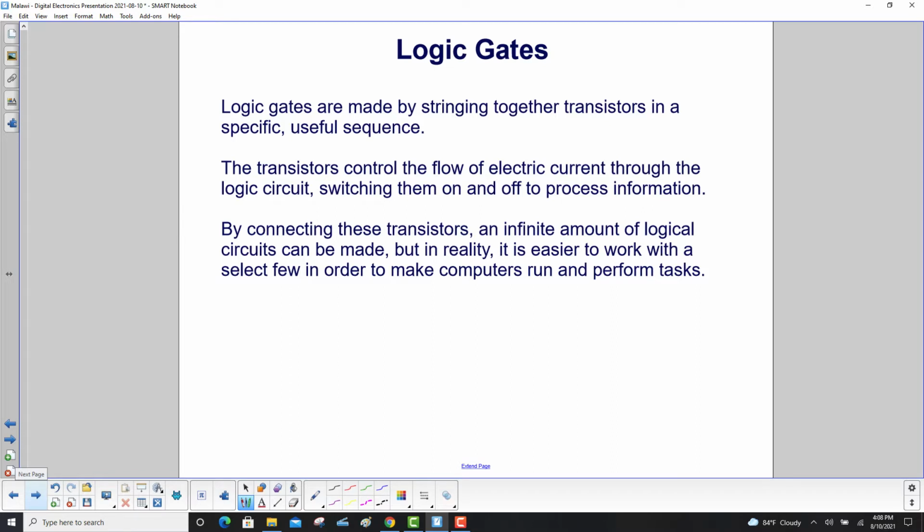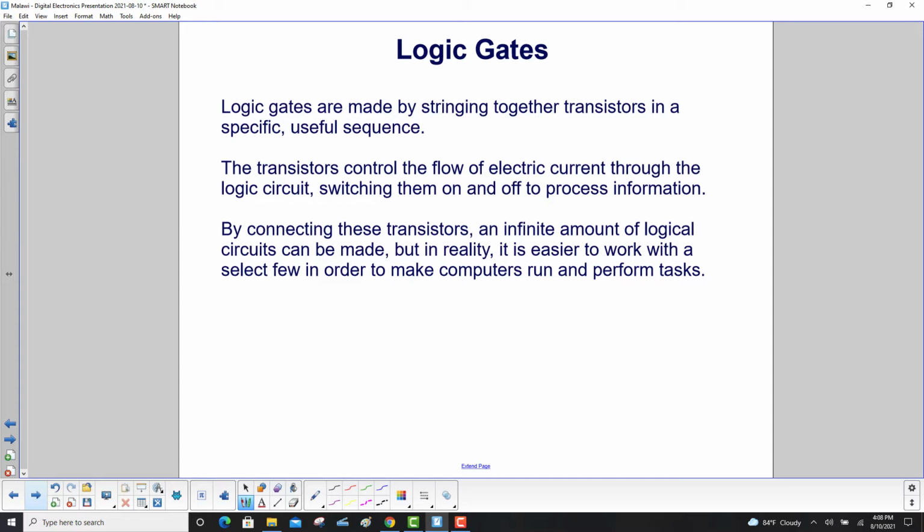Logic gates are made by stringing together transistors in a specific useful sequence. The transistors control the flow of electric current through the logic circuit, switching them on and off to process information. By connecting these transistors, an infinite amount of logical circuits can be made, well, nearly infinite.